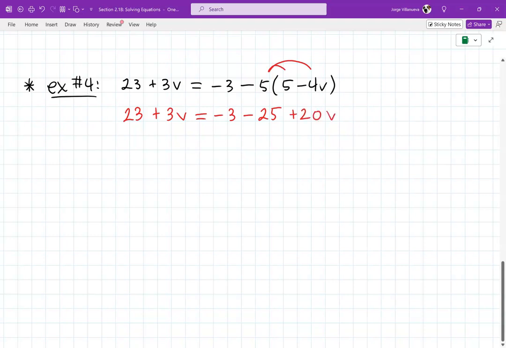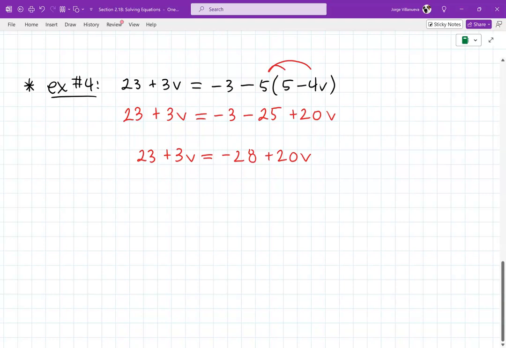Now clean up both sides if you can. On the left side, I can't do anything. So I'm just going to write 23 plus 3v. On the right side, though, -3 minus 25, that's -28 plus 20v.